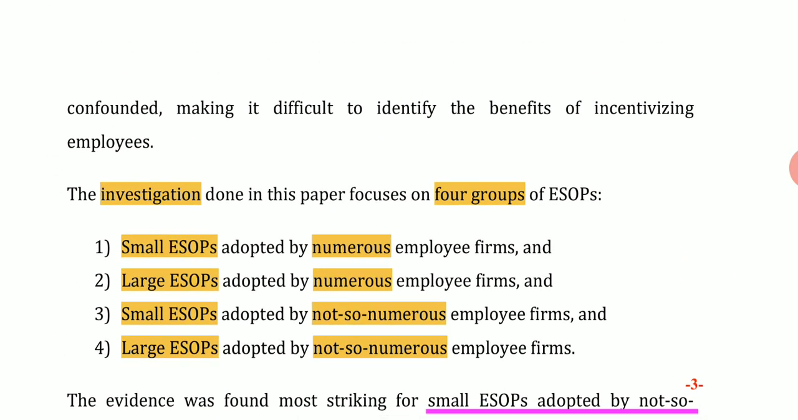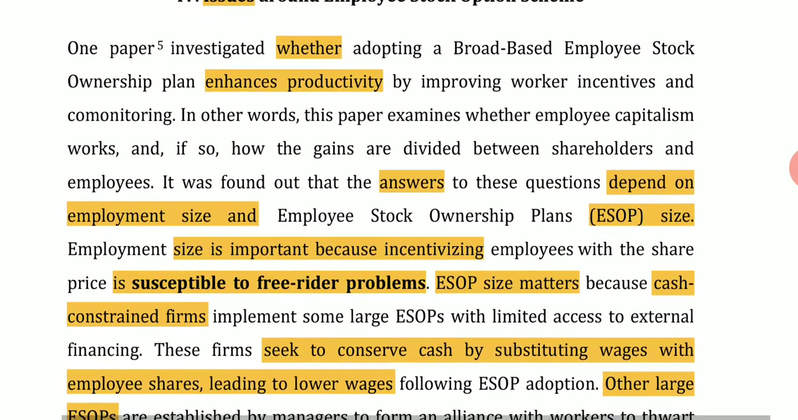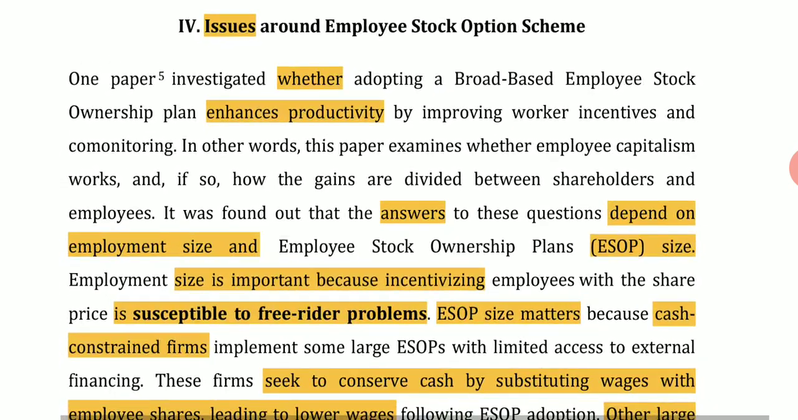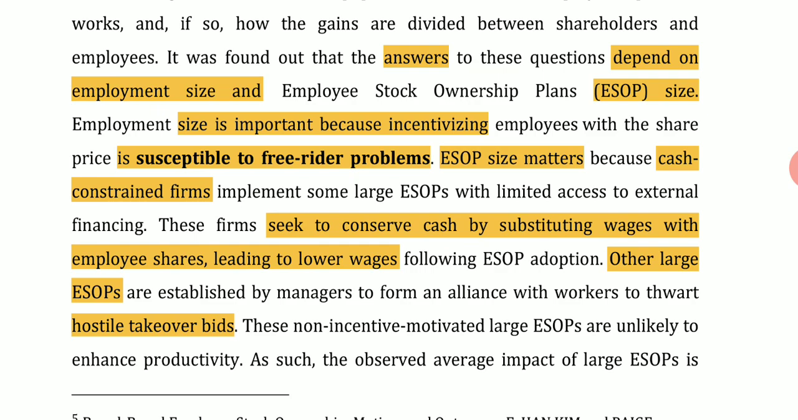There's a paper referred to in this term paper which has done this investigation, for example small ESOP size adopted by numerous employee firms, and similarly there are four different subsets. The question, actually the issue, was whether productivity increases or not when such schemes are applied. Answering that depended on the employee size and the ESOP size, which is here. We'll see that later in the investigation results.